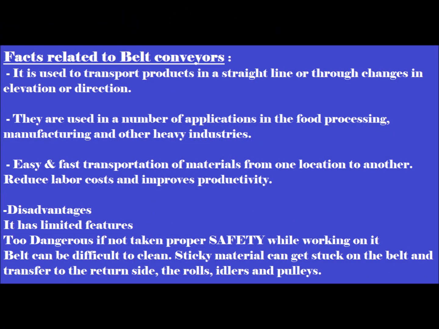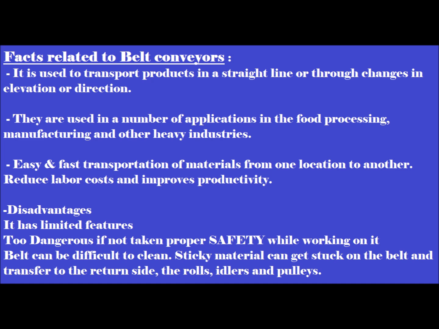Now let's see some facts related to that. First point is conveyors are used to transport product in a straight line or through changes in elevation or direction. So we have seen in the slides, conveyors provide the movement of product in a straight line or in change in direction, what we have seen in the food processing industries, and elevation means we can have the movement upward or in the bottom direction. Next is they are used in a number of applications in food processing industries, manufacturing, what we have seen, that is movement of iron ore or coal or different types of stone, or in heavy industries also we use conveyors.